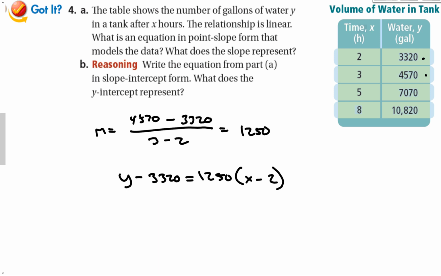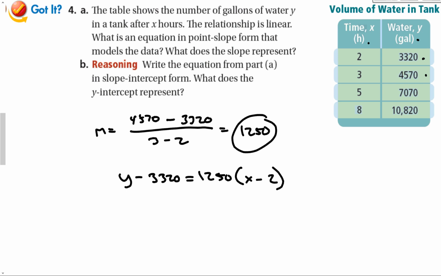What does the slope represent? Like we said, this represents rise over run, gallons per hour, y over x, the number of gallons you are adding to the tank every hour, 1250.